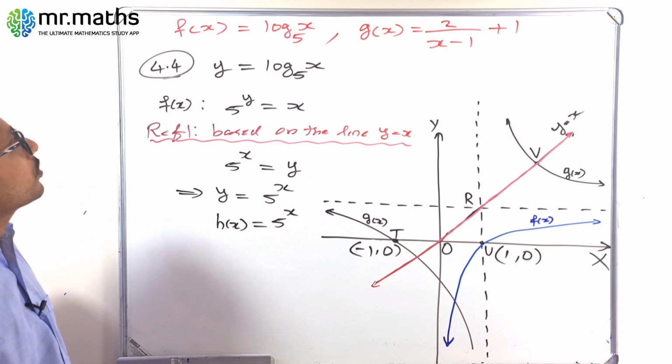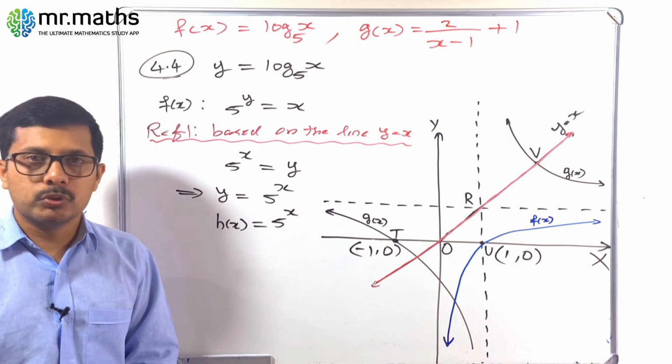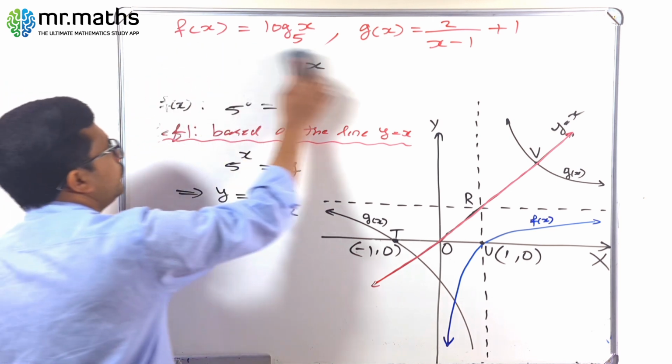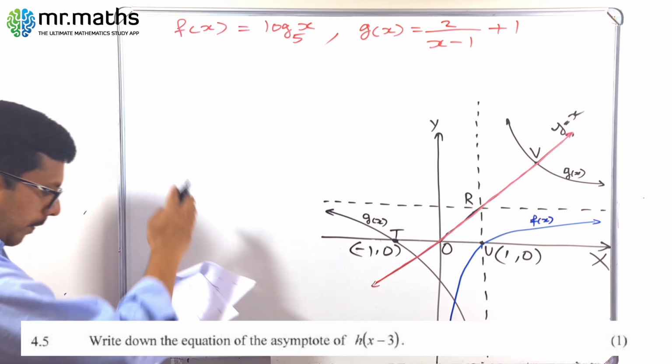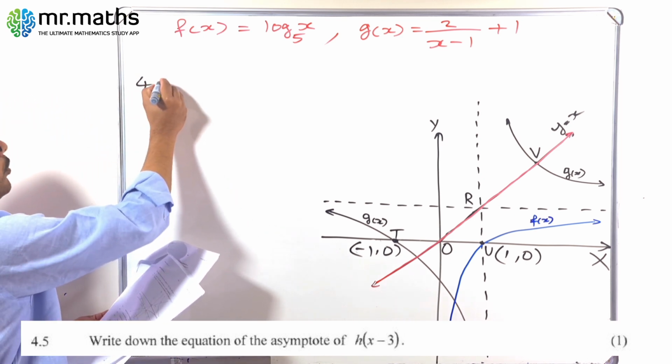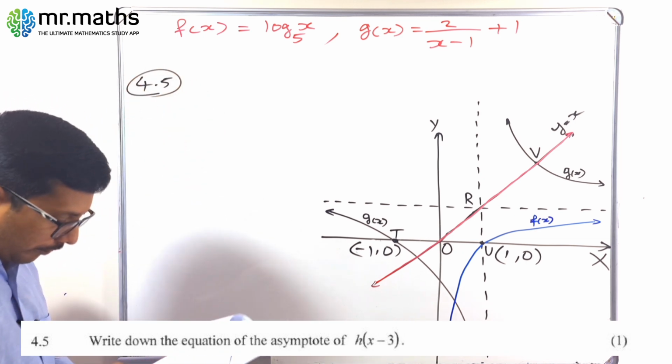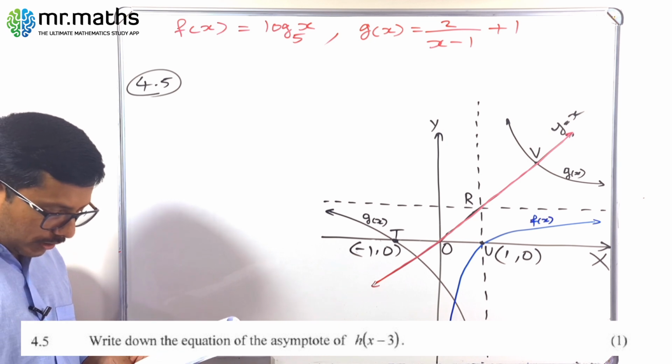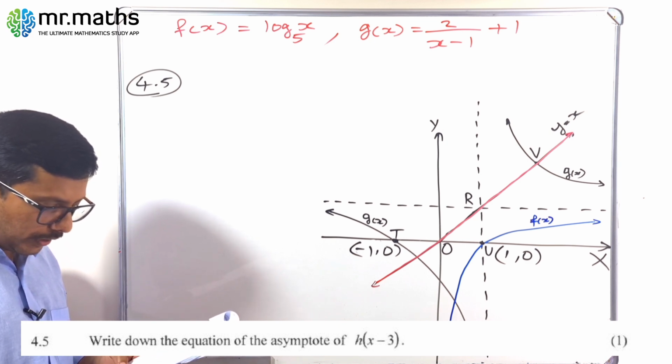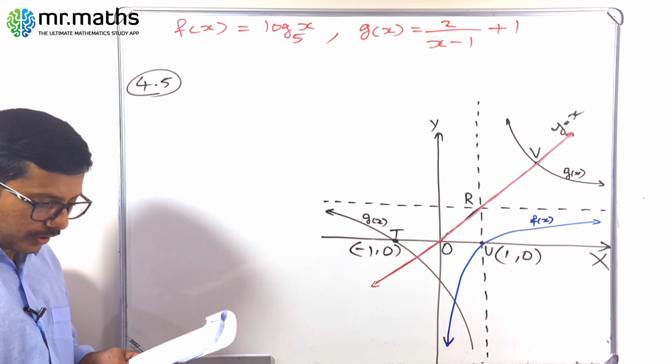Okay, so that is question number 4.4. Now let's move to 4.5. Question number 4.5. What is that question? Write down the equation of the asymptote of h of x minus 3.